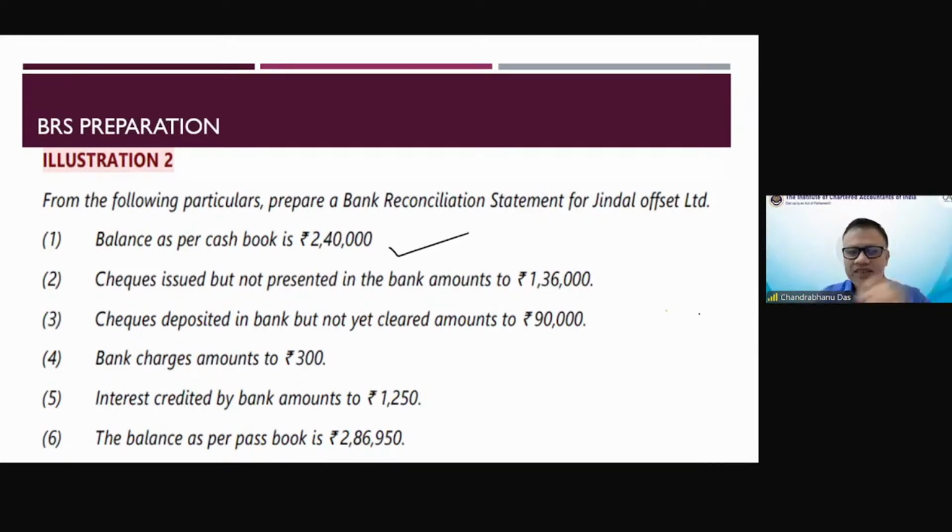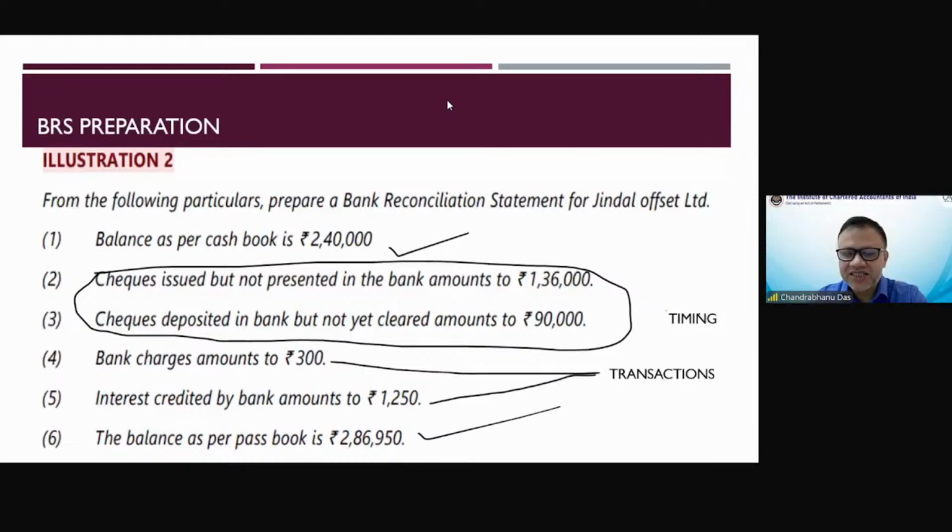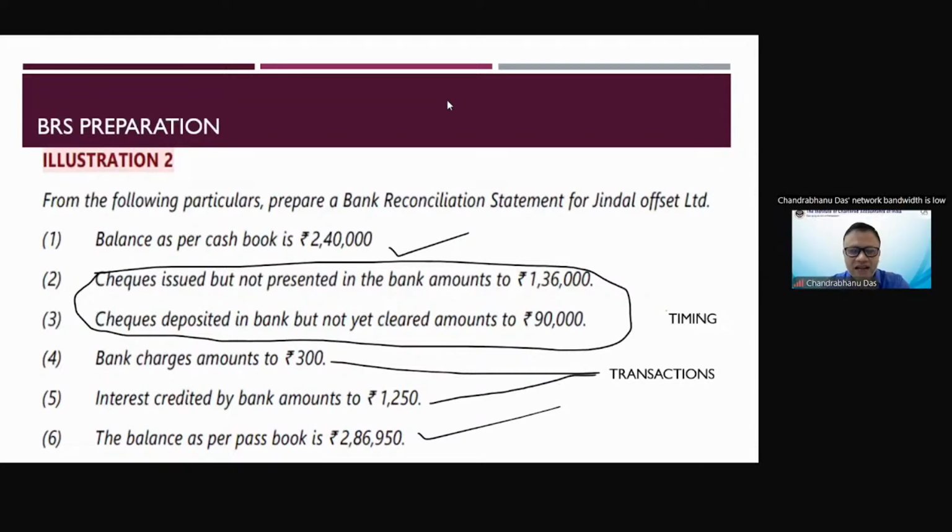What we can start to do is, here you can see the balance as per cash book and balance as per passbook. Both are given. Now these differences are, as you all know very well, timing differences. These two. And this is the projection differences, both bank charges and interest credits. I hope I need not speak much on this. I have explained all this.